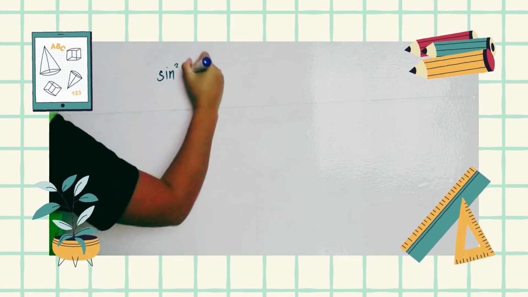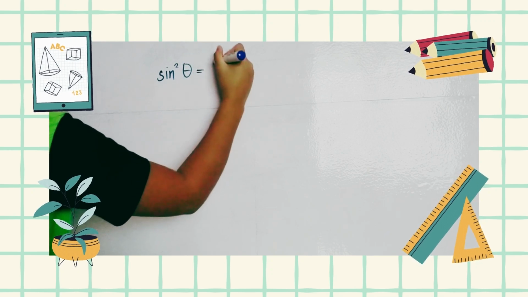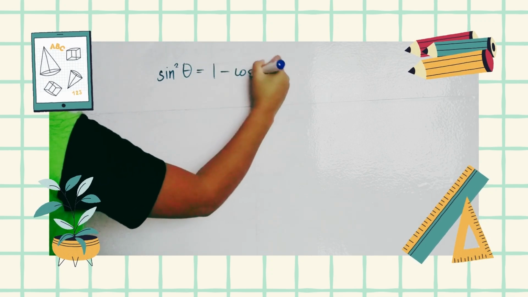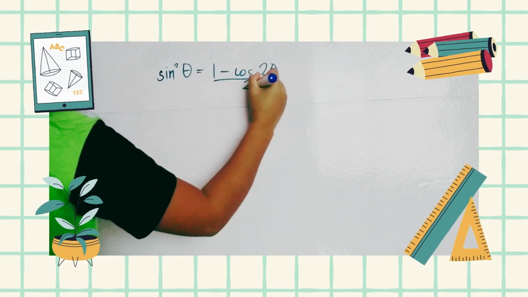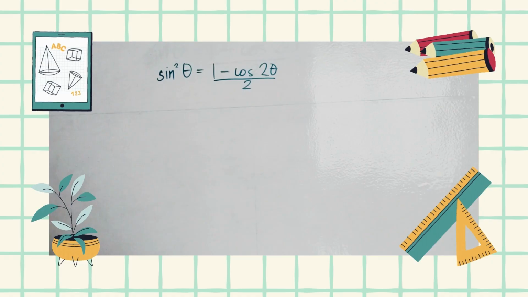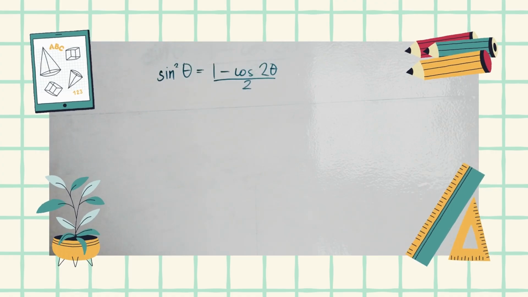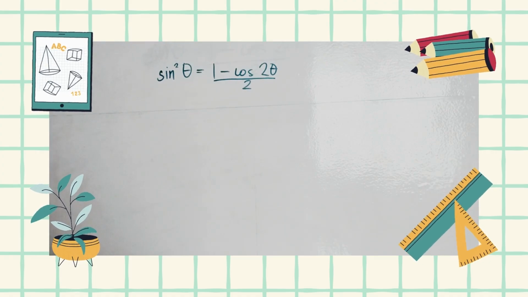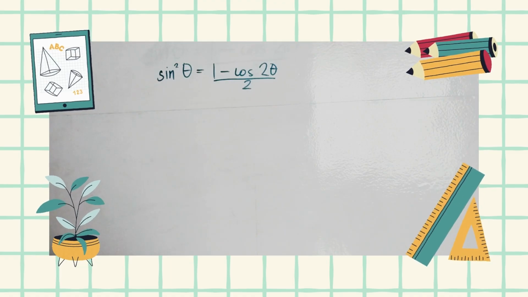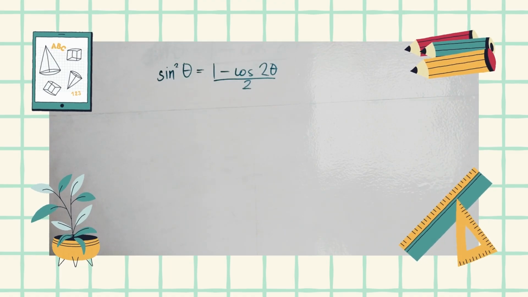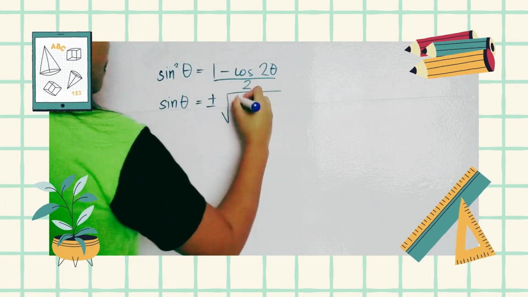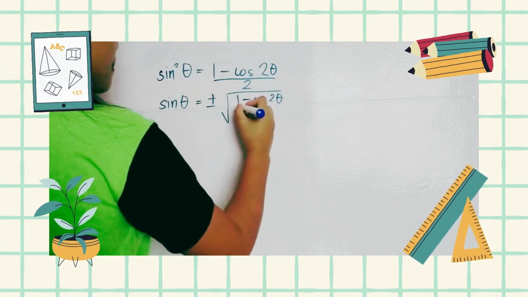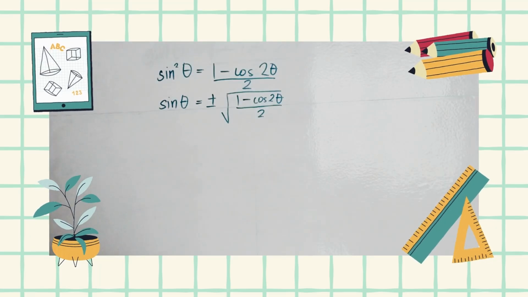We start with the power-reducing formula for sine, which is sine squared theta equals 1 minus cosine 2 theta all over 2. Our goal is to find an expression for sine theta, so let's isolate sine theta. We take the square root of both sides, which leads us to sine theta equals plus or minus the square root of 1 minus cosine 2 theta all over 2.